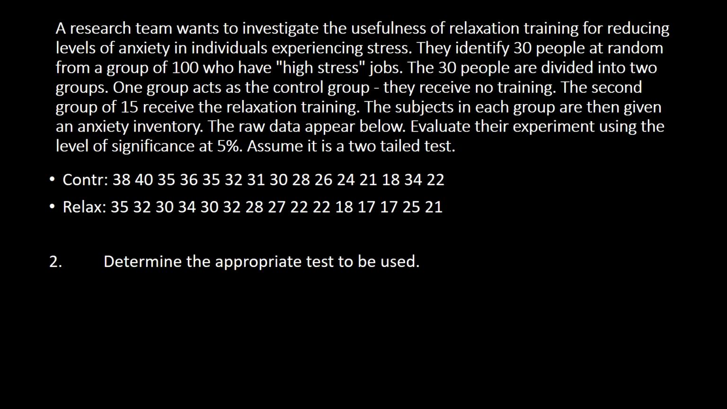Let's now go to step number 2. This time we are determining the appropriate test to be used. Since we've got two samples here, the first group, the control group, and the second group, the relaxation group, since they are two groups, that means we are now doing an independent t-test.